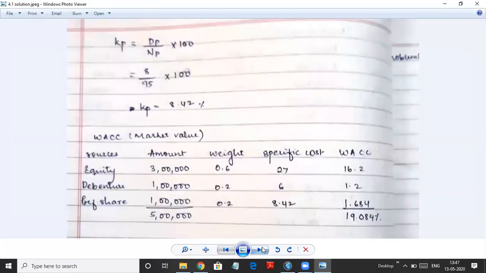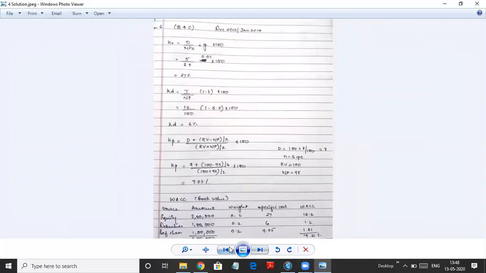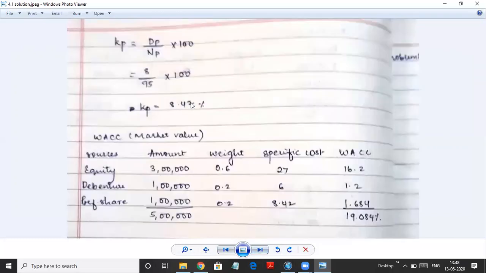Second question, they have told us to assume cost of preference to be irredeemable. Irredeemable means we should ignore the number of years and use the simple formula: DP upon NP into 100. Dividend is 8 rupees. NP is 95 because it is issued at 95, into 100. Your cost of preference will change. It will be 8.42. Previously it was 9.05. See here, it was 9.05 when it was redeemable, using the big formula. Now it is irredeemable, so it is 8.42.